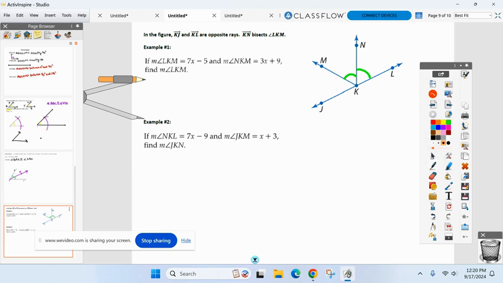First thing I probably need to discuss, because you guys might go nuts here, is this lowercase m. You probably haven't seen that. That just means the measure of the angle, okay?